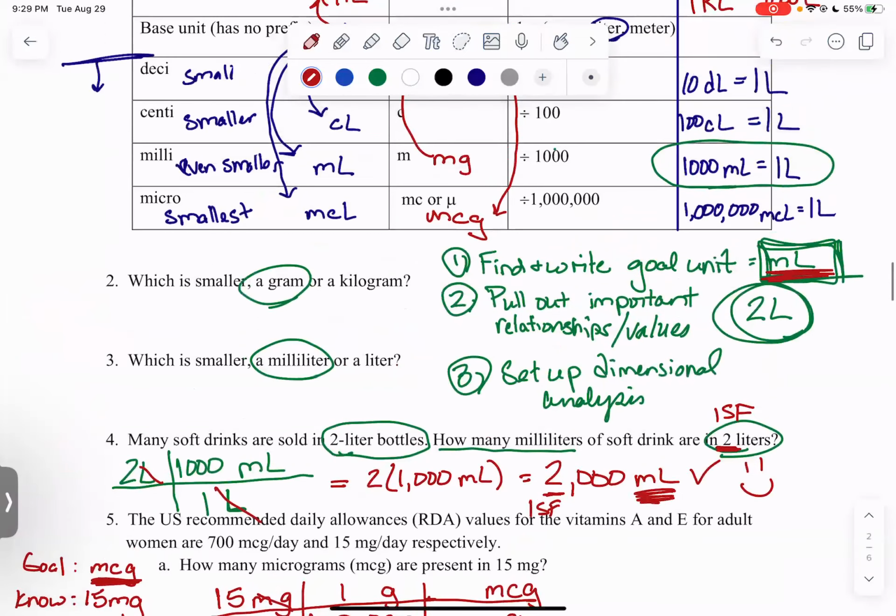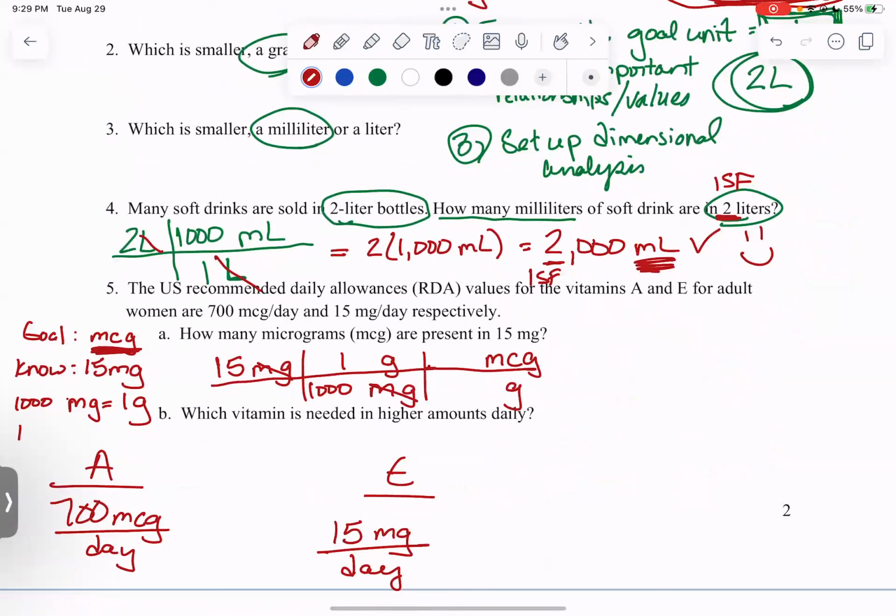So if you go back up to your table, here are our micro equivalents, and we're just going to change those liters to grams. So I have 1,000,000 micrograms in 1 gram. I'm going to use that relationship, and I'm going to say in 1 gram, I have 1,000,000 micrograms.